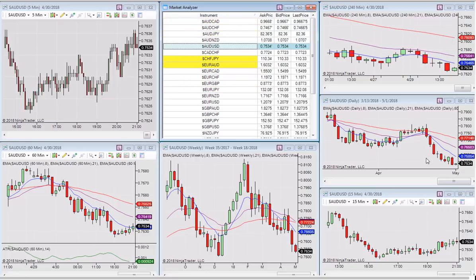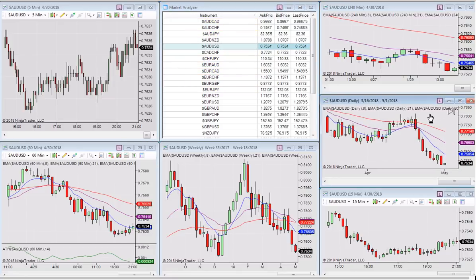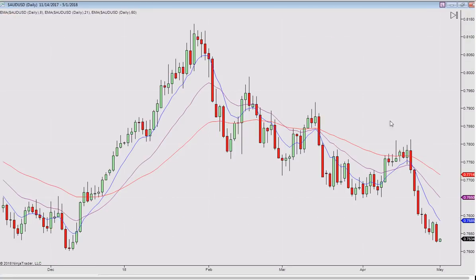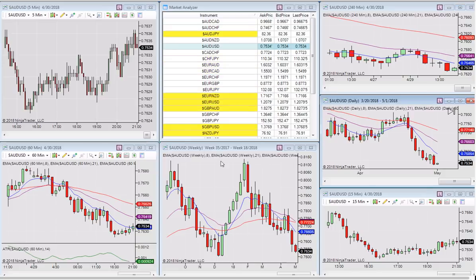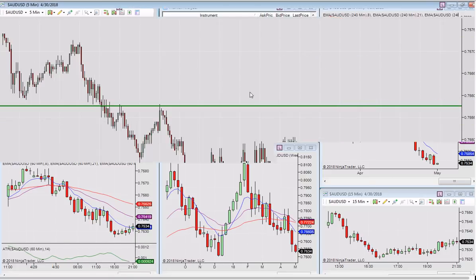Okay, so AUD USD down on the daily, which is the most important. It's tried to go up and completely reversed that. It's a little bit overextended from here, from the 8 moving average. The weekly is almost headed down. The 240 is down. The 60-minute is down but bouncing. This one is not terrible, not perfect, but again not terrible.